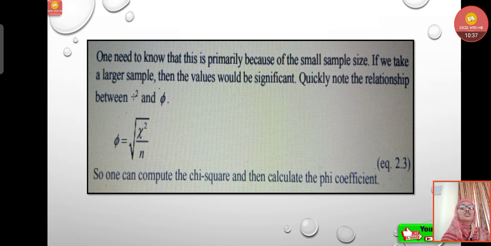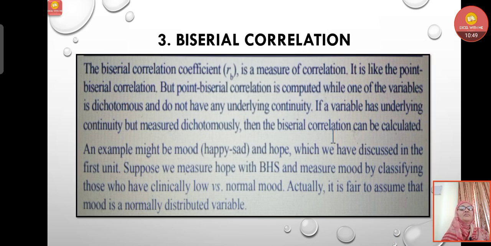Quickly note the relationship between this phi square and chi-square. So one can compute the chi-square and then calculate the phi coefficient. Now the third one is biserial correlation. The biserial correlation coefficient is a measure of correlation. It is like the point biserial correlation, but point biserial correlation is computed when one of the variables is dichotomous and does not have any underlying continuity.